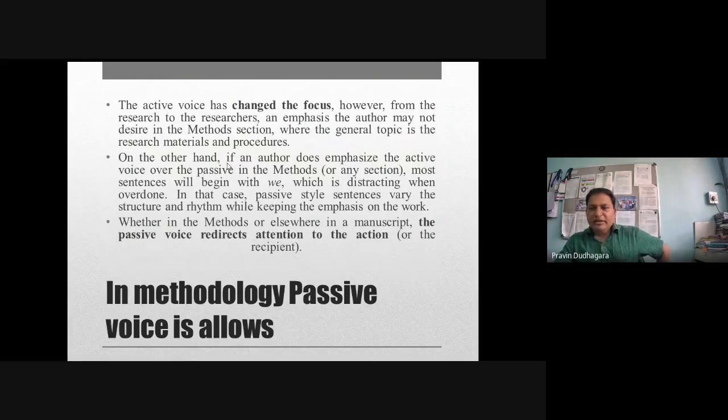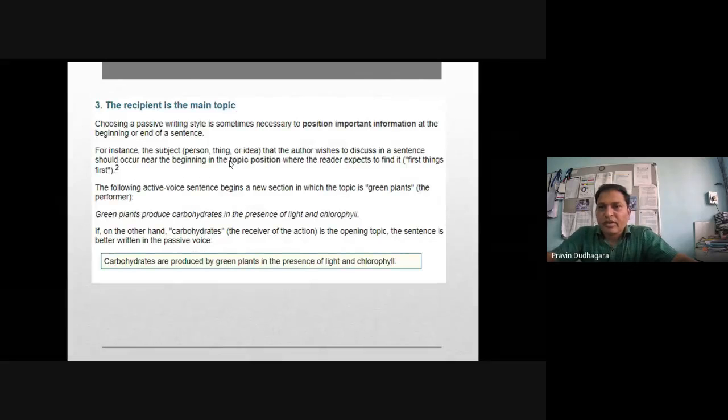So in methodology, the passive voice is generally allowed. Passive voice is generally allowed in the materials and methods or the experimental procedure, describing how you carried out that particular part. The third one: the recipient is the main topic.